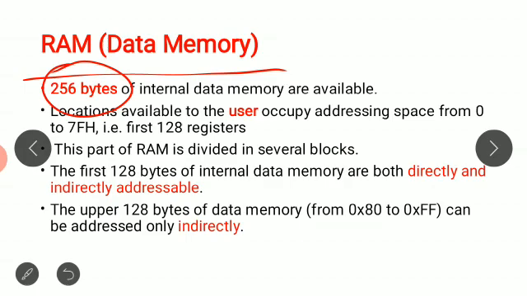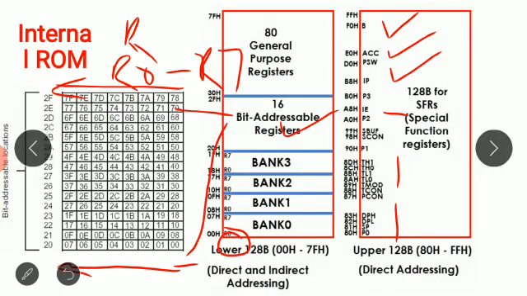So 256 bytes is basically divided into two parts, the lower 128 bytes and the upper 128 bytes. Remember, this is the space where you are interested in storing data. Okay, and this is a temporary memory. Okay, so let's see the organization. This is your internal RAM memory organization. So these are lower 128 bytes and the upper 128 bytes.